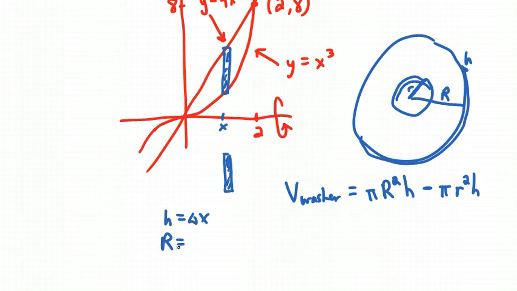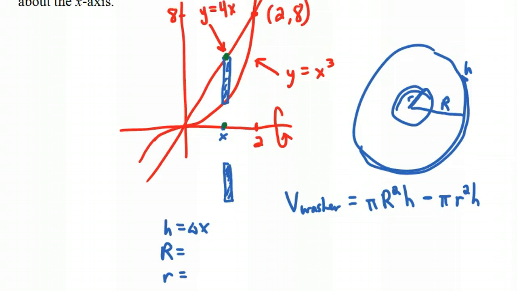Now, what is big R and what is little r? Well, do you see that big R, the big radius, is actually the distance from here up to here? That's the big radius. And what is the distance from here up to here? Well, that top function is just 4x. If we're at x, then that means that this height is 4x. So the big radius is equal to 4x.